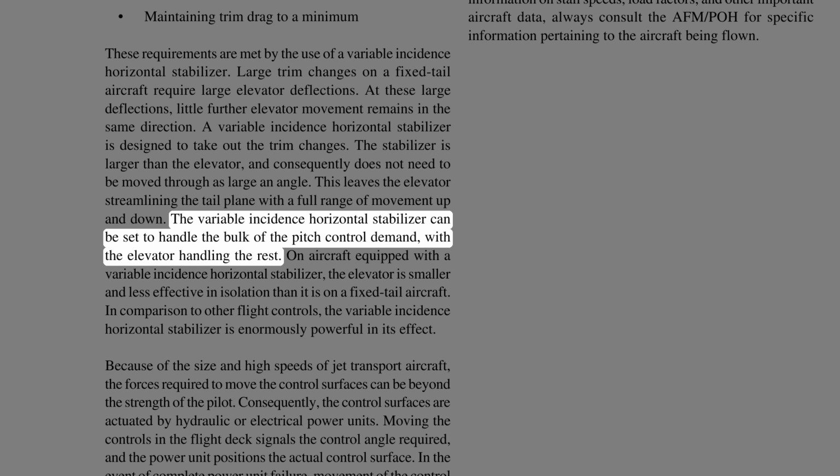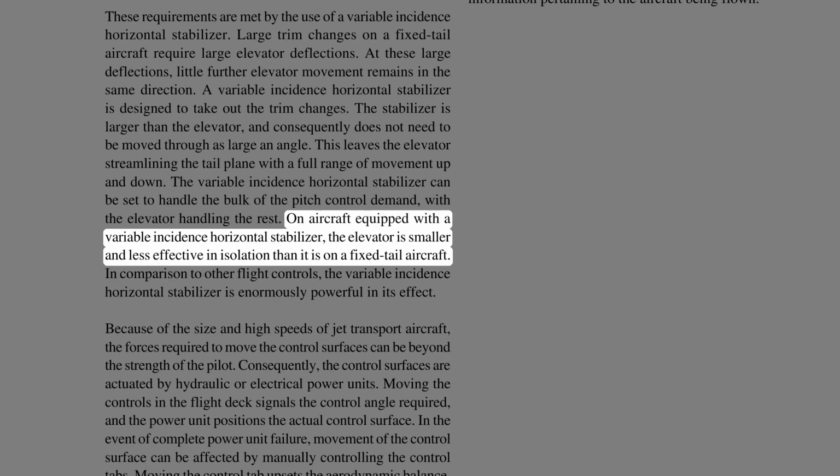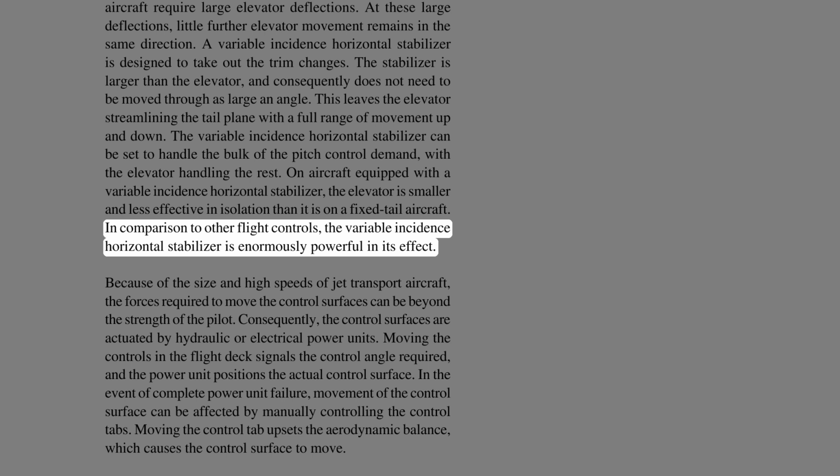The variable incidence horizontal stabilizer can be set to handle the bulk of the pitch control demand, with the elevator handling the rest. On aircraft equipped with a variable incidence horizontal stabilizer, the elevator is smaller and less effective in isolation than it is on a fixed-tail aircraft. In comparison to other flight controls, the variable incidence horizontal stabilizer is enormously powerful in its effect.